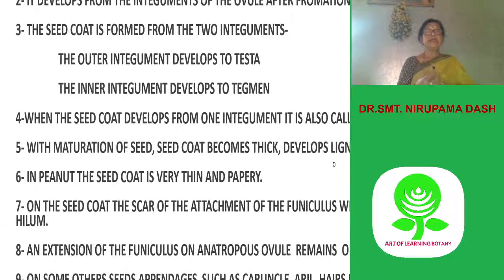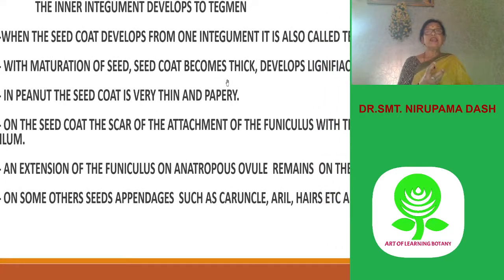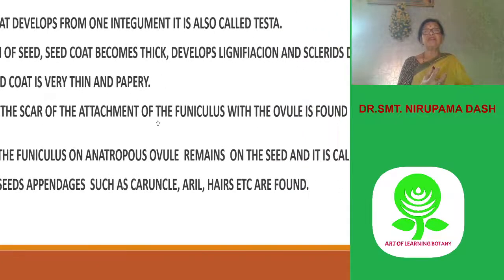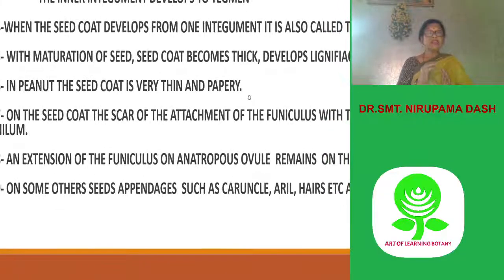In peanuts, the seed coat is very thin and papery. On the seed, sometimes a scar-like attachment is found, and that is the hilum. The extension of the funiculus on an anatropous ovule remains on the seed as the raphe. And in some other seeds, appendages such as caruncle, aril, and hairs are also seen.